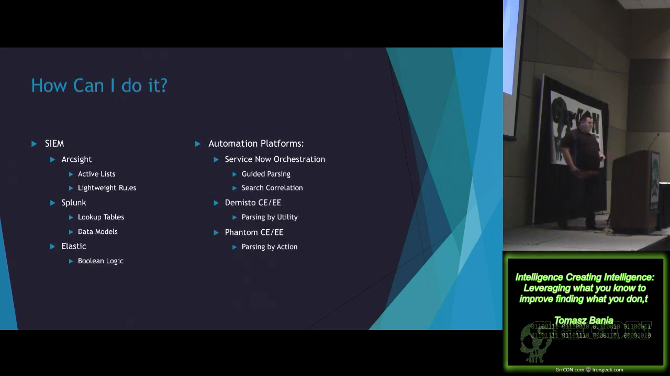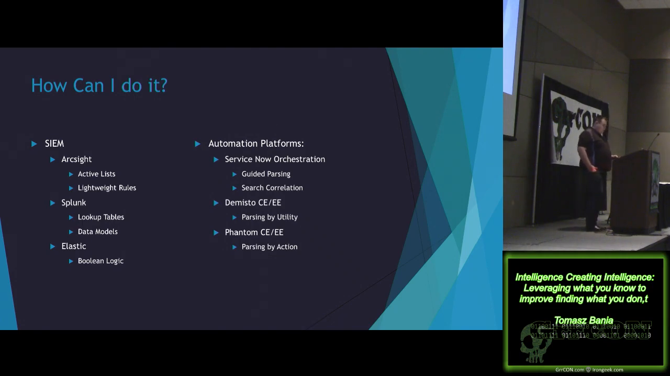How can you do it? I've put up the 6 options that I could think of that cover the largest scope of use out there. If there's another platform out there that you guys want some help with, I'm more than happy to walk that through after the presentation here. But on the SIEM side, you can leverage ArcSight. There's a lot of cool stuff you can actually do using active lists and lightweight rules to accommodate for this kind of threat activity with a low performance hit.